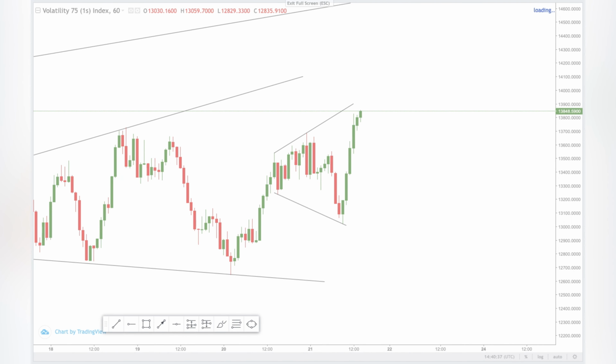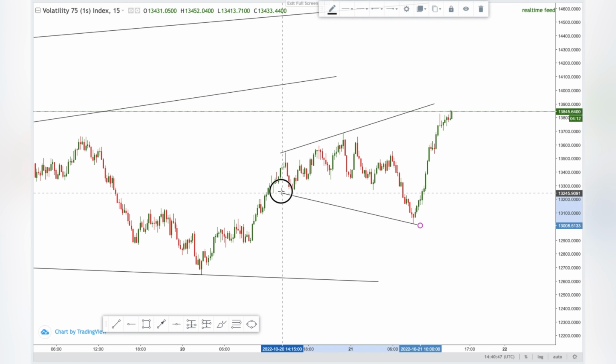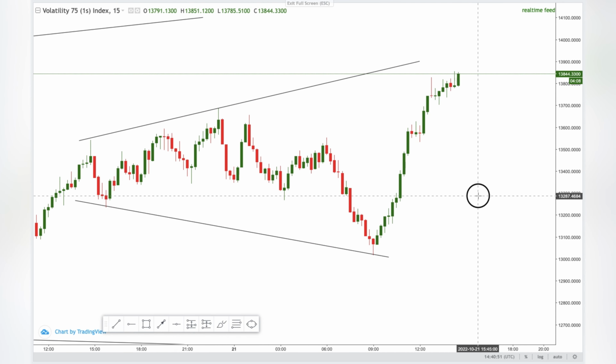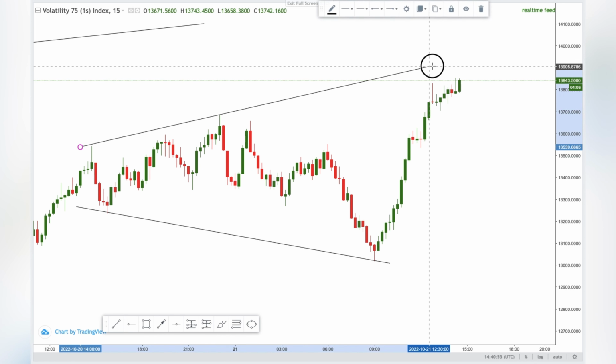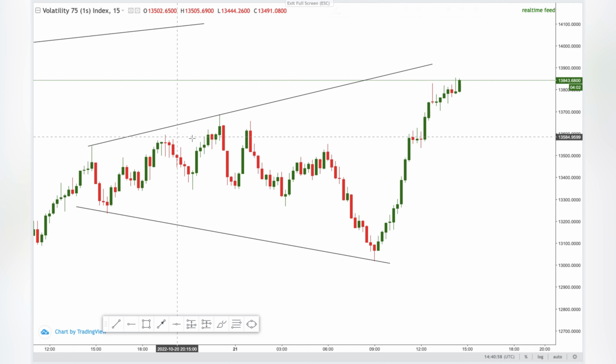15 minutes. And now I'm trying to explain why the buy is happening, the way I explained for the gold, why the current buy happened. So that's what I'm going to do here as well.